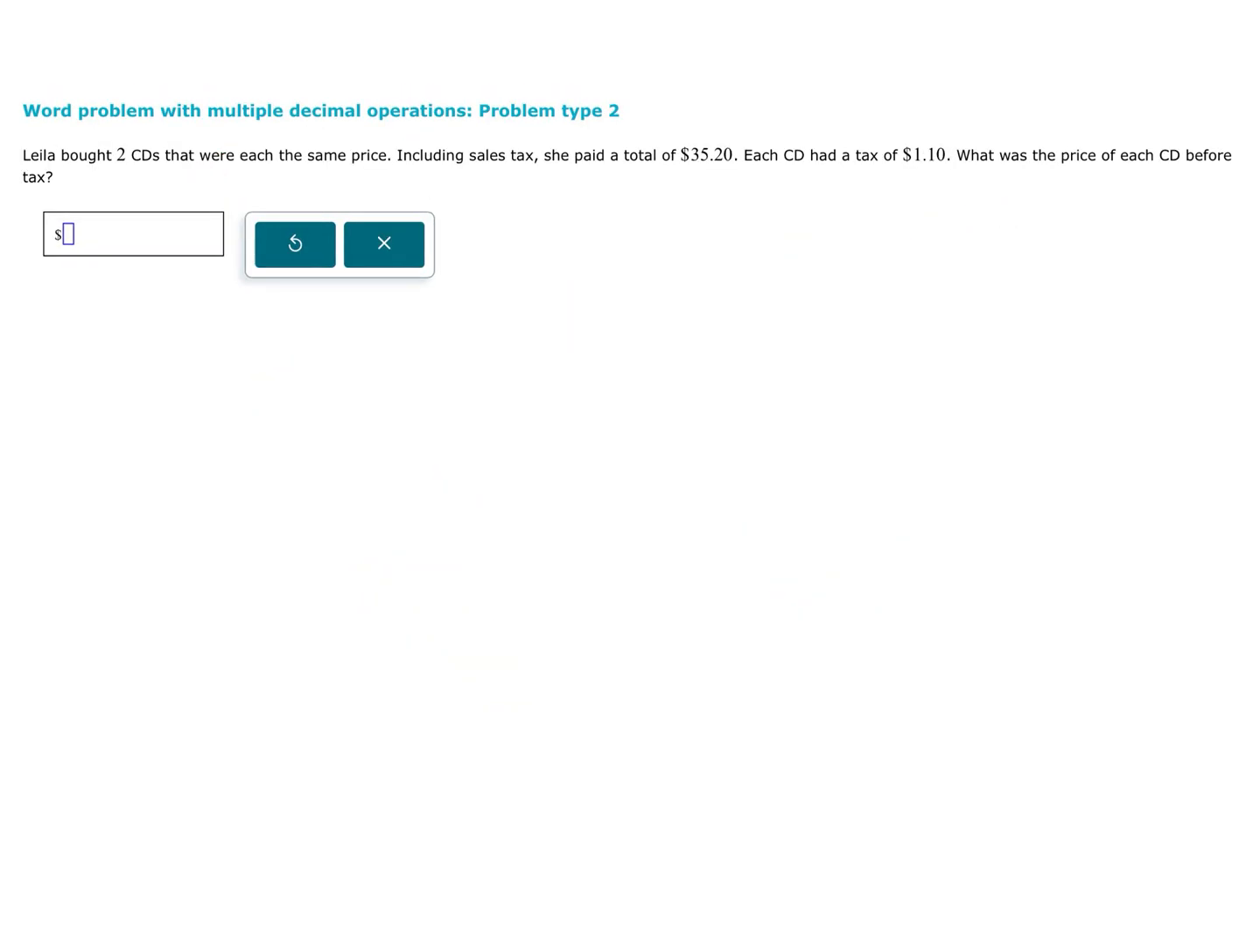Here's one that's a different type of thing, but it's really the same. It says Leila bought 2 CDs that were the same price. Including sales tax, she paid a total of $35.20. Each CD had a tax, so tax is $1.10, but this is each. And we're trying to figure out what is the price of each CD before tax. CD price, we don't know.